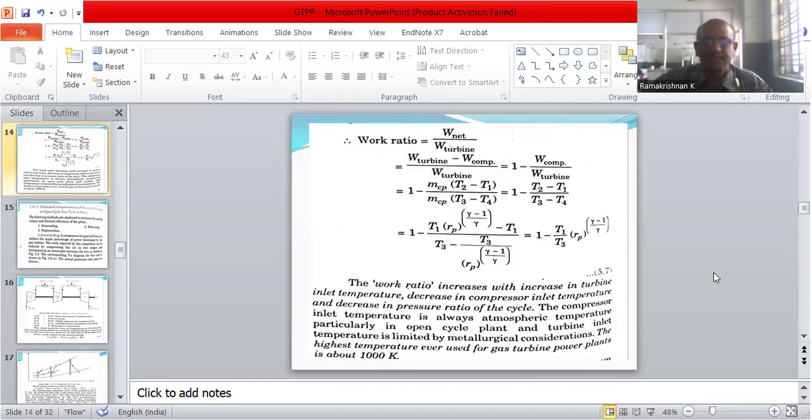So this is about the gas turbine power plant classification based on the cycle. The third one is the semi-closed power plant. Here part of the fluid is confined within the cycle, and the remaining part is exhausted to the atmosphere. So it is called a semi-closed gas turbine cycle. These are about the classification of the gas turbine cycle according to the cycle criteria.